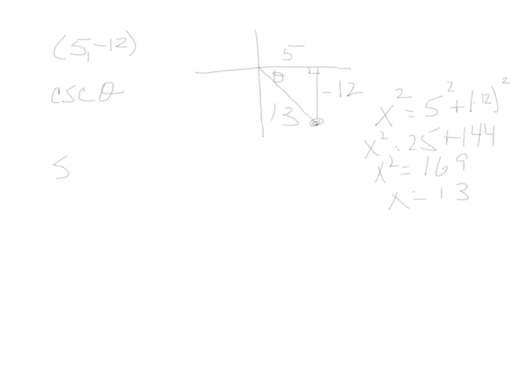Cosecant is reciprocal of sine. Sine is opposite over hypotenuse. So opposite, the theta, is negative 12 over hypotenuse 13. Well, we need the reciprocal, so flip this upside down. Our answer would be negative 13 over 12.